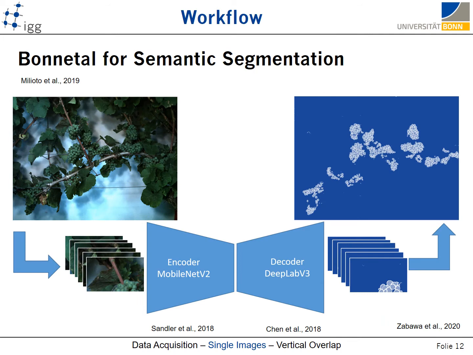The neural network is an implementation from the Bonnet framework. We use the MobileNet version 2 as an encoder to extract high-level features. The decoder is a DeepLab version 3, which brings the mask to the original image dimensions. We apply the network to image patches and get rid of edge effects with a majority vote.